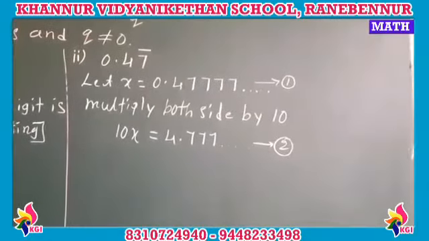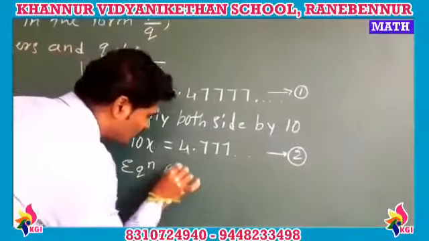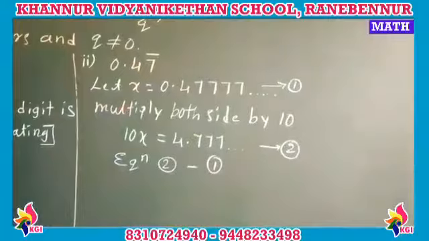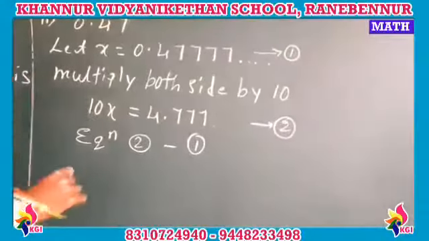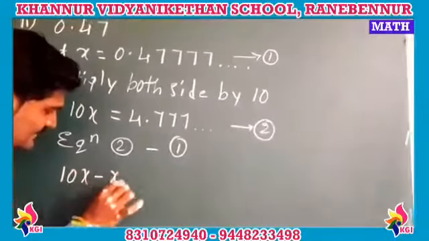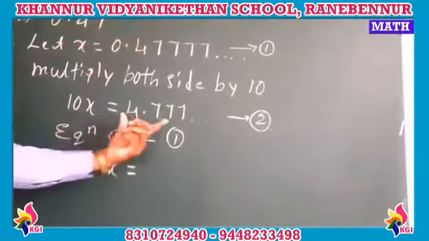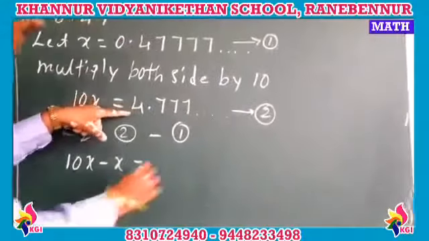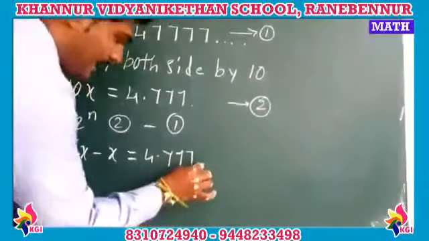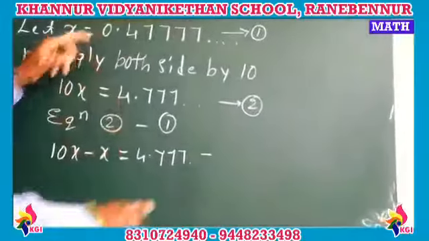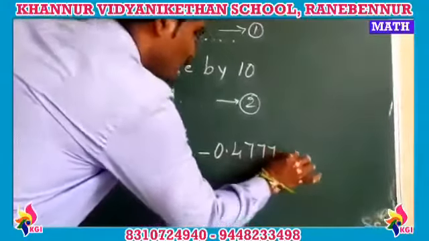Next thing is we have to make equation 2 minus 1. Equation 2 minus 1. So in this, what we have to do? The second equation is this one. That is 10x minus x. Okay. So what is there in the RHS? Equation 2 means this one, that is 4.777 and so on, minus 0.4777 and so on.